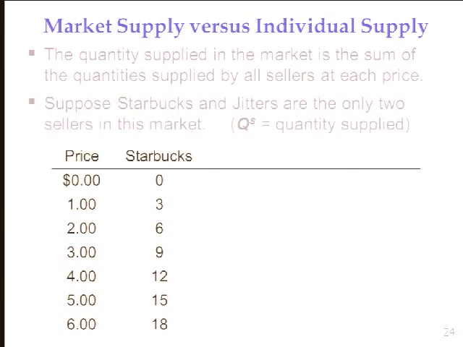Sellers are prepared to provide at $2 a total of 10 lattes, right? And carrying on for each of the prices that are specified here, we get a complete schedule. And then we can go to the graph and do the same analysis to get the summation with regard to both of the latte sellers in this hypothetical market.